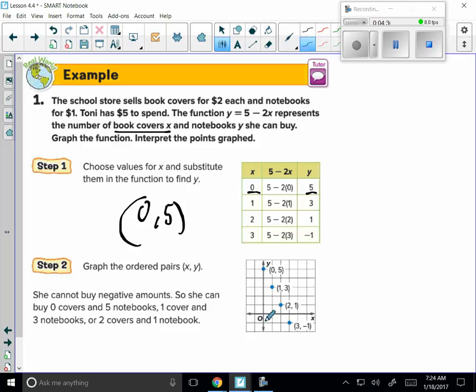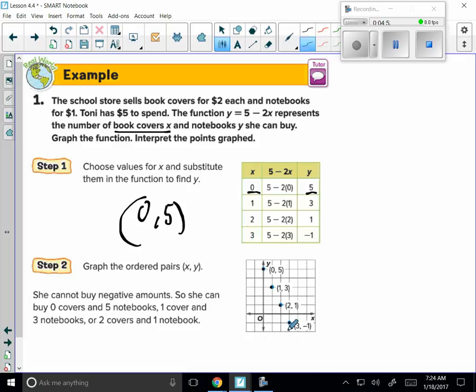So in order to graph that, 0 means I don't go side to side, but I go up 5. Now the next one is (1, 3), so I go over 1, up 3. And then I have (2, 1), so over 2, up 1. And then I have (3, -1), so I go over 3 and down 1.